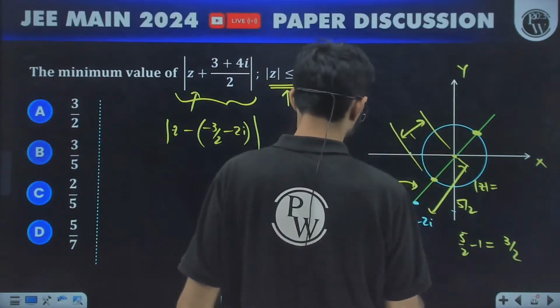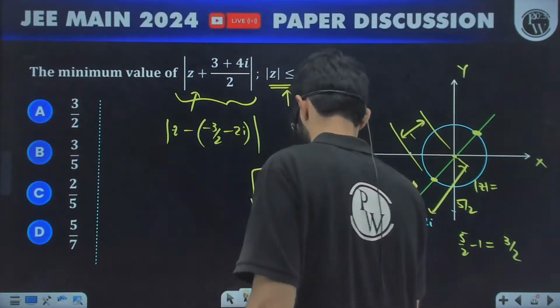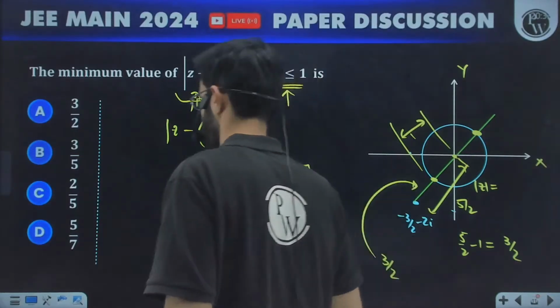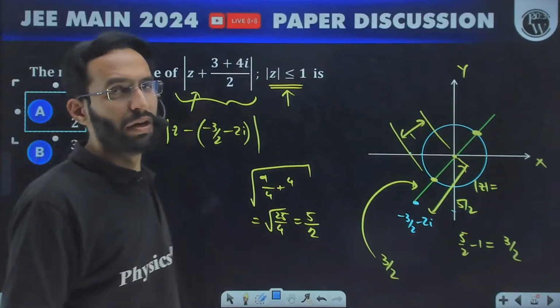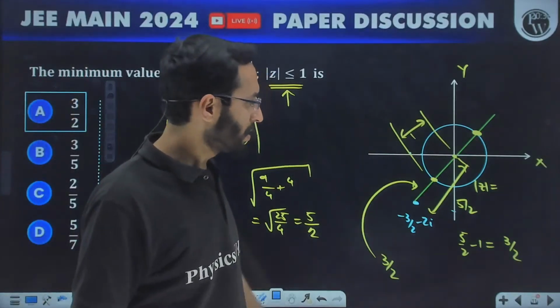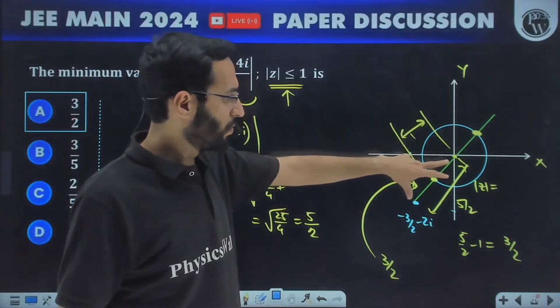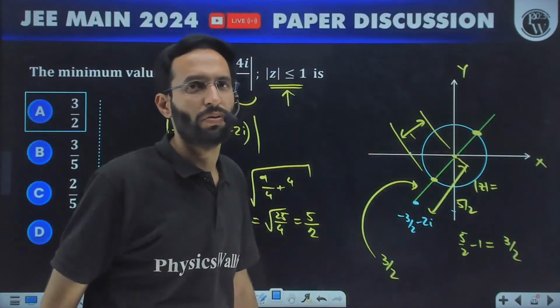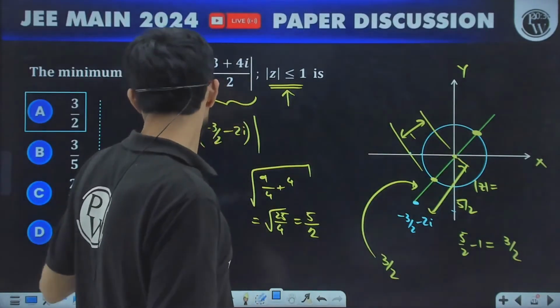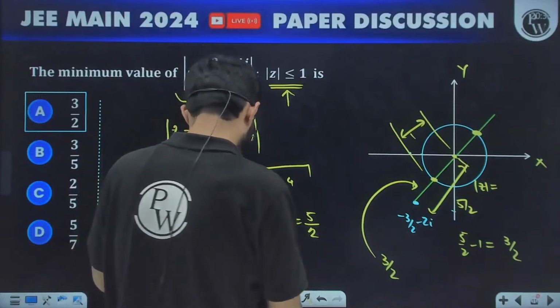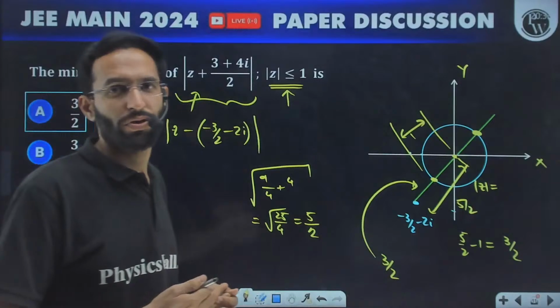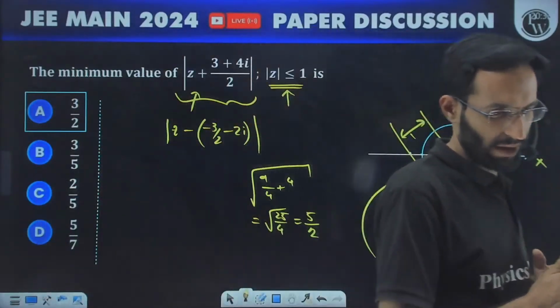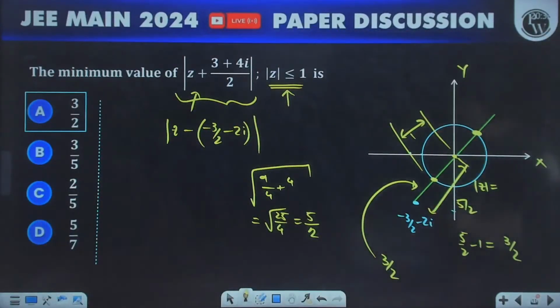So this distance, hope this is clear. This is the minimum distance. If they had asked for the maximum distance, for this 5 by 2 you can add 1. So 5 plus 2, it could have been 7 by 2. Okay, hope this is clear to you. Can we move towards the next question, please? Okay, right.